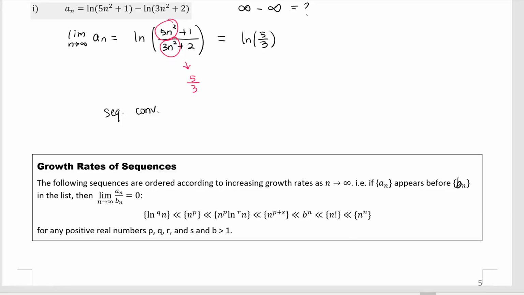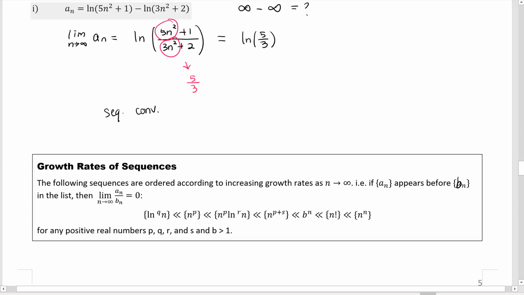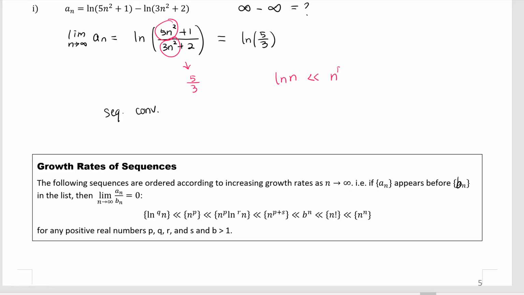All right, let's look at the list. This is actually quite a long list, but let me simplify it a little bit. The simplified version tells us that the logarithmic function is the slowest. Next, we have the power function. Next, the exponential function. Next, n factorial. And the fastest is n to the n.